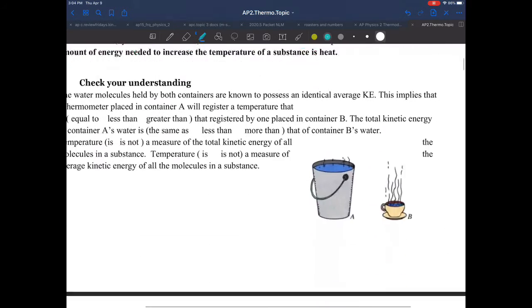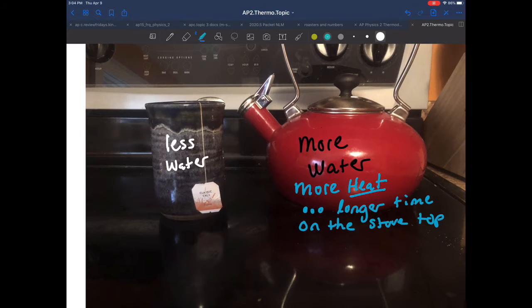Now, when you go to the teapot and the cup, they might have the same average kinetic energy. So this molecule in the teapot and this molecule in the teacup might have the same velocity and mass and thus kinetic energy. But to get every single one of these molecules in the teapot to the same temperature is going to take a lot more energy because there's just more molecules. So heat relates to how much energy is required to get all of the particles to have the average kinetic energy that corresponds to the temperature.